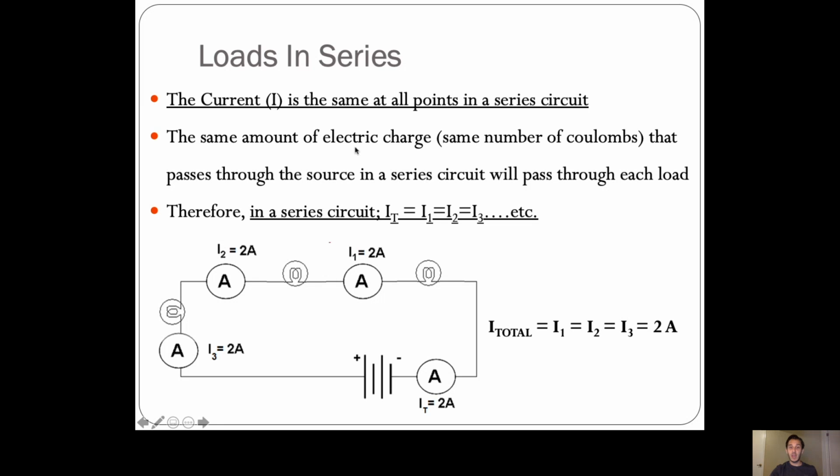So we say that in a series circuit, the total current, IT, is equal to the current at load 1, which is equal to the current at load 2, which is equal to the current at load 3, and then dot, dot, dot, etc. Because you may have multiple loads, more than 3 loads, 10 loads, whatever. Could be tons, it doesn't matter. The current will be the same no matter what.